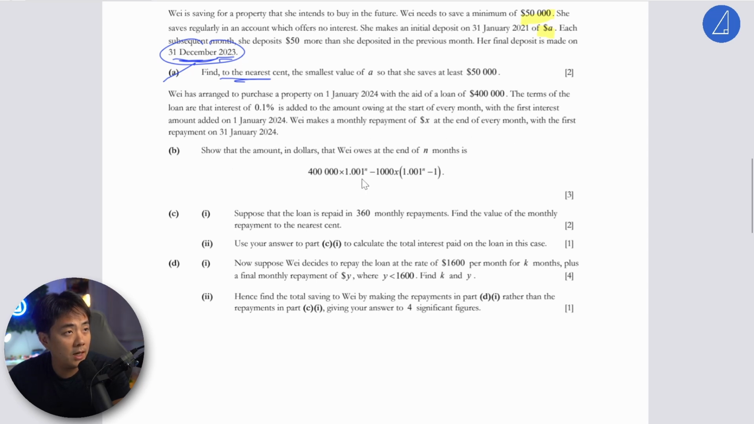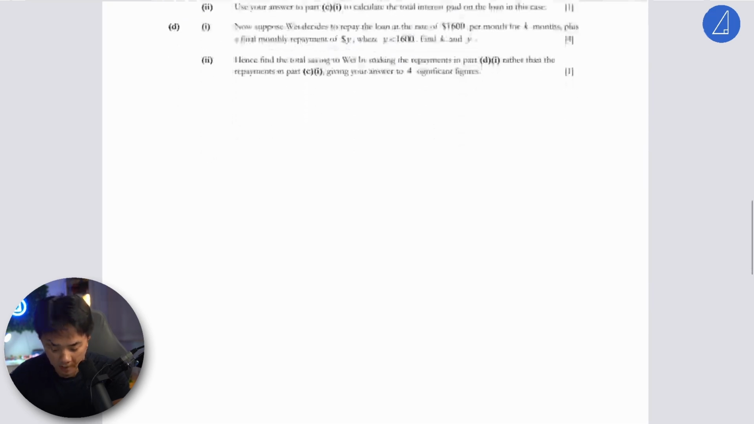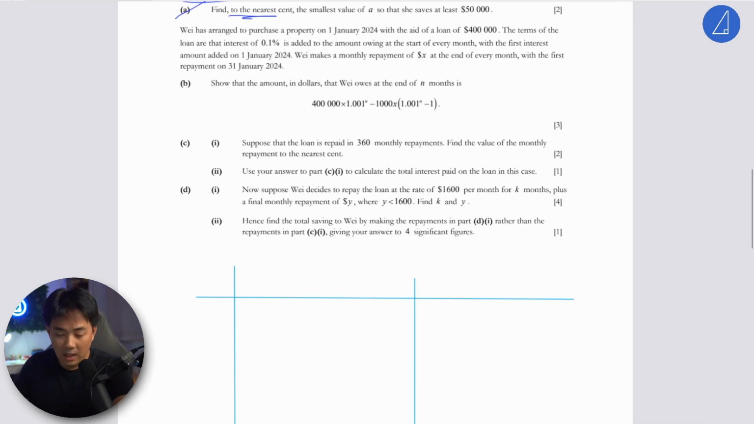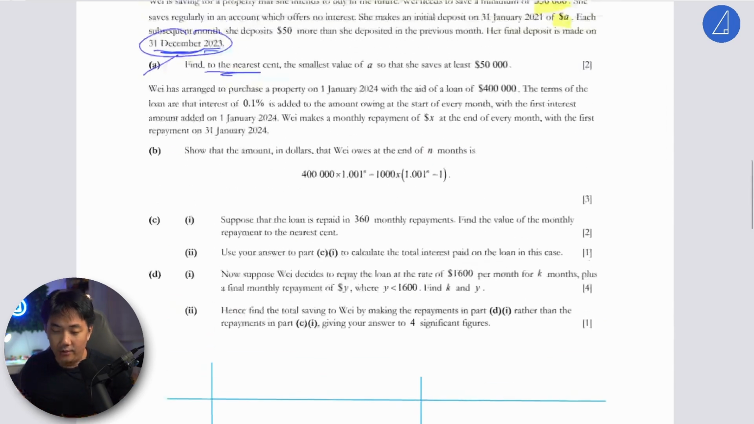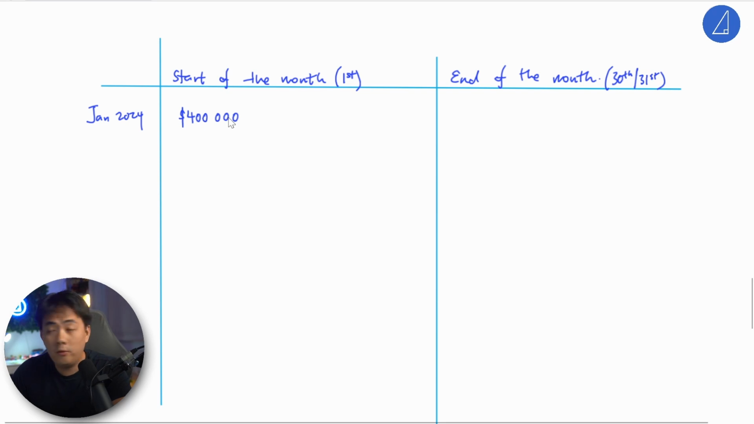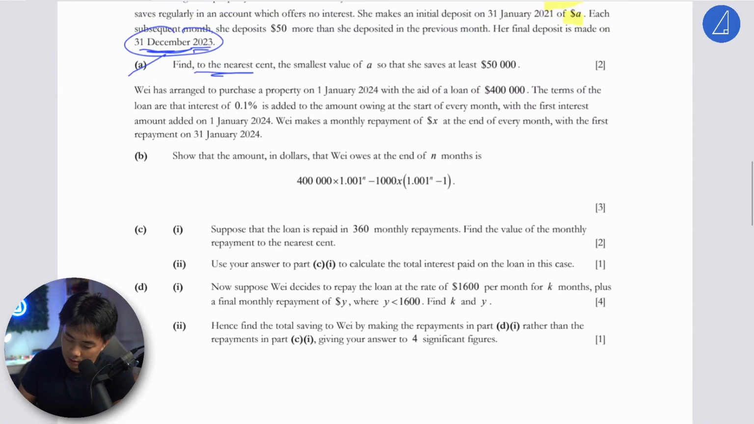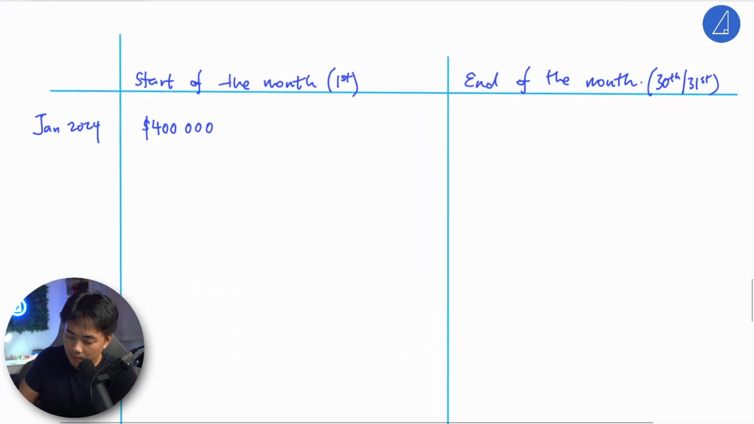Okay, show this. I think the first thing is to just draw the diagram out in table form. Then we need to trace where the money goes. There's a start of the month and end of the month, where at the start the interest is charged, then at the end she made a repayment. So she took a loan here, 400k. Then we were told that the interest of 0.1% was charged for the first month, on 1st January 2024. So here you just charge the interest.